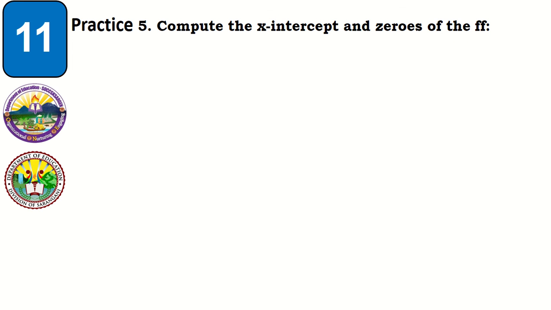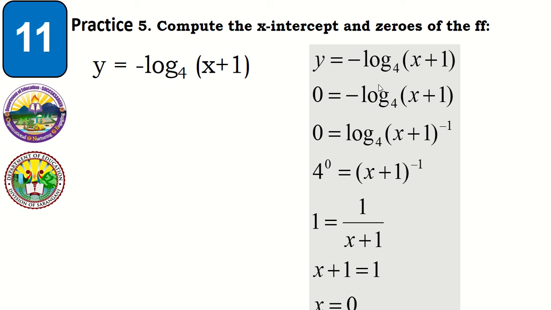How about number 5? Compute the x-intercept and 0 of the following. Number 5, y equals negative log of x plus 1 base 4. So this is quite unfamiliar because there is a negative here. But we know that when there is a negative as the numerical coefficient, this can be transferred as the exponent of the result. So therefore, that is equivalent to log of x plus 1 to the power of negative 1. And we know that we let y equal 0 to compute for the x-intercept. You've got 0 equals log of x plus 1 to the negative 1 base 4. And you've got 4 to 0 equals x plus 1 raised to the power of negative 1. And you've got 1 equals 1 over x plus 1.